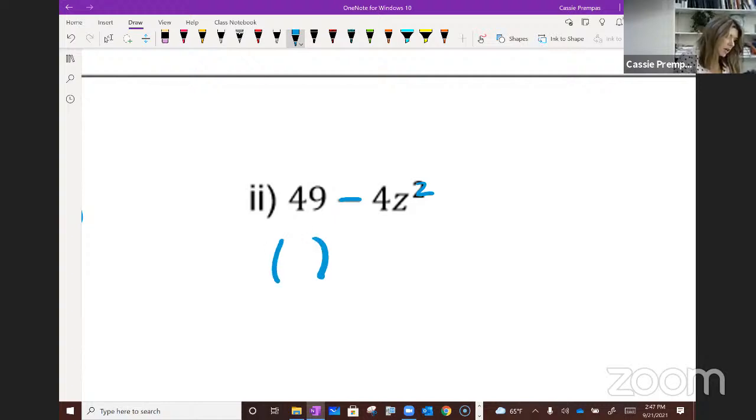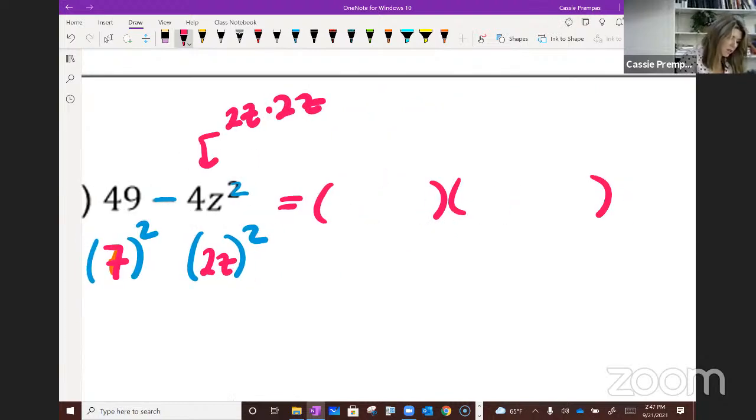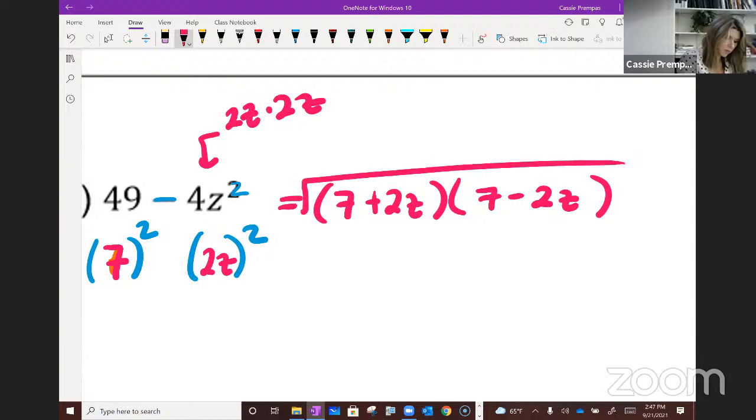Well, let's see. Is 49 the result of something squared? Good, it's 7. Is 4z squared the result of something squared? 2z, well done, you guys. 2z squared does give you 4z squared because 2z times 2z will equal that value. Awesome. So this is going to be my a and that's going to be my b. So as I factor that down as a plus b, a minus b, I would have 7 plus 2z times 7 minus 2z. And that would be it.